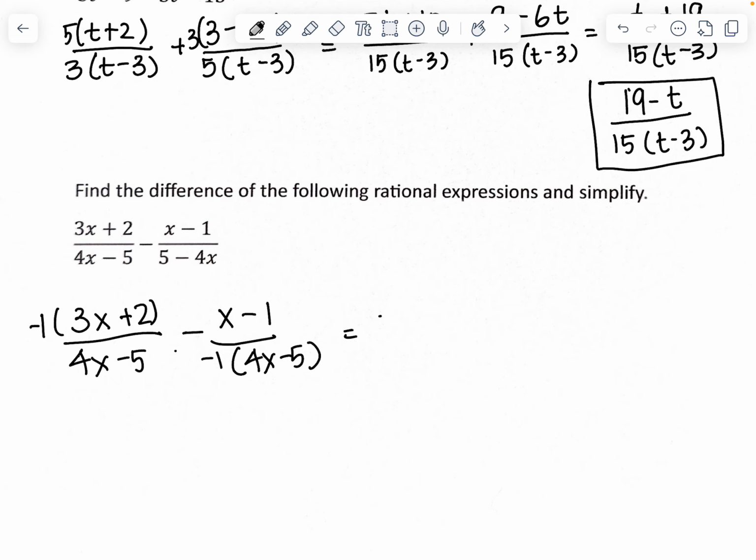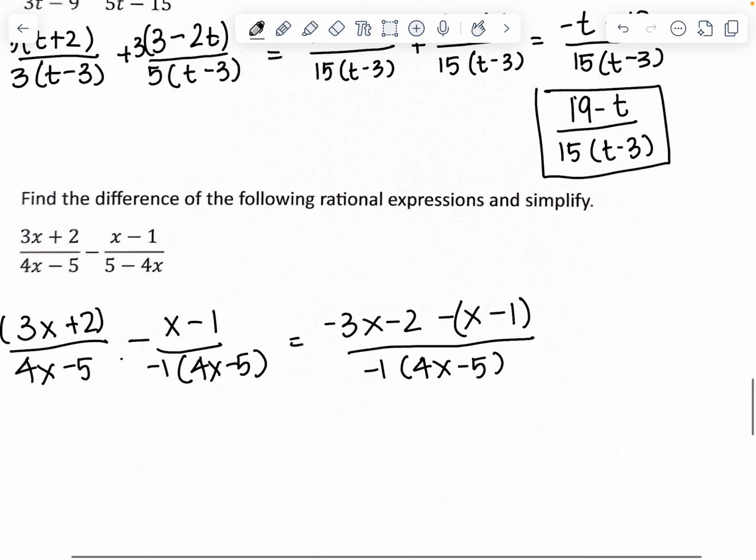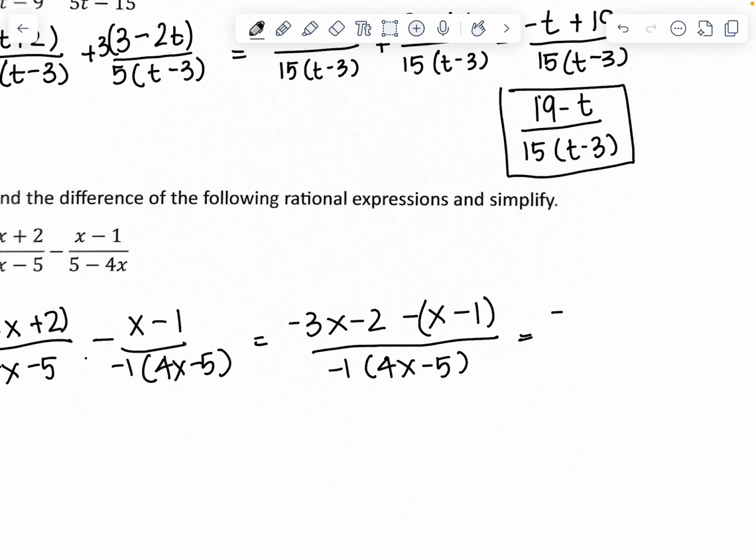So then you get negative 3x minus 2 minus x 1. Oops, do that like that. Over negative 4x minus 5. So then that becomes negative 4x minus 1 over negative 1. Oops, put that in the wrong place. 4x minus 5. And let's see if we see one that looks like that.